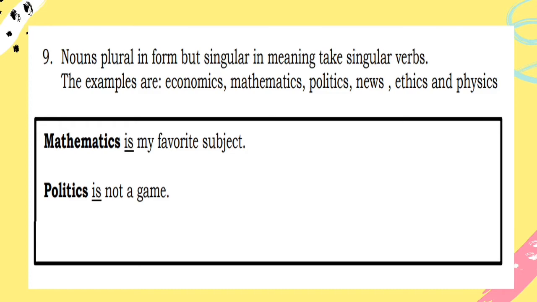Let's see the following examples. Mathematics is my favorite subject. Mathematics, though plural in form, is singular in meaning, so it requires the singular verb is. Politics is not a game. Politics is singular in meaning, so it requires the singular verb is.